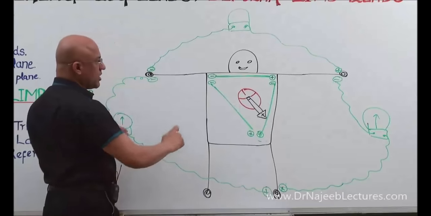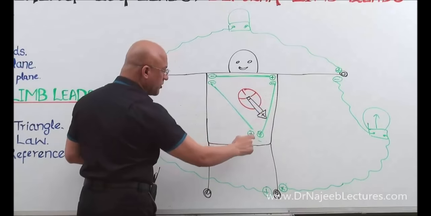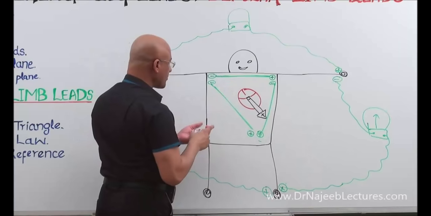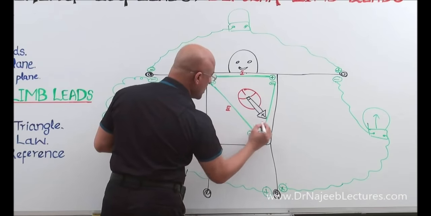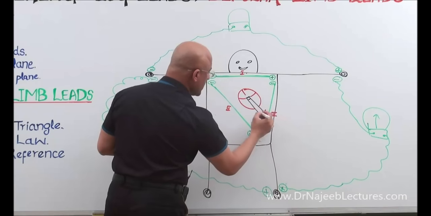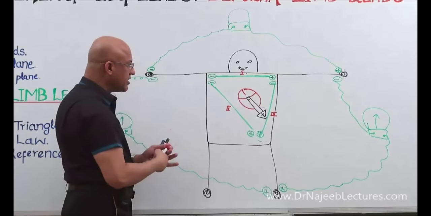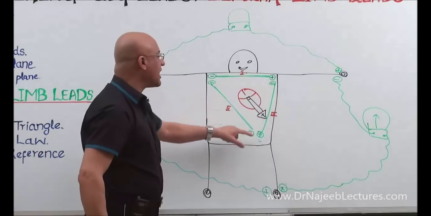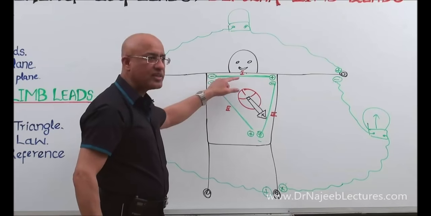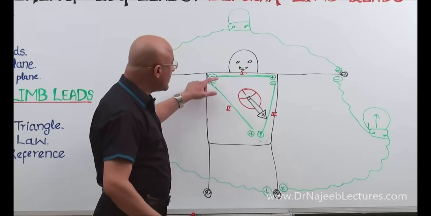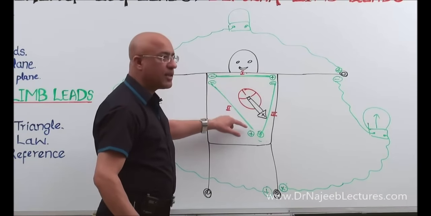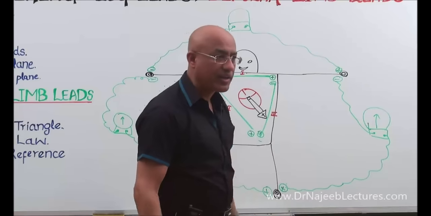Now if you look at the axis of these three leads, lead number 1, lead number 2, and lead number 3, it makes almost a triangle, almost an equilateral triangle. Is that right? This equilateral triangle is called Einthoven's triangle.